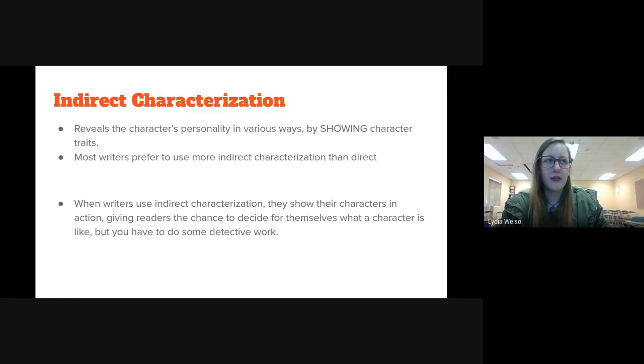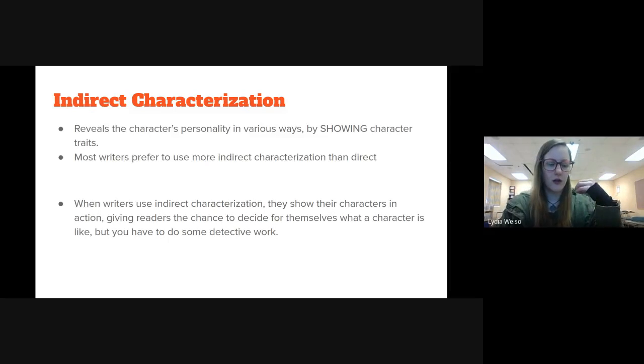So part of this is that when writers show their characters in action, this gives you a chance to bring your own opinions and thoughts to bear on the situation. This lets you do some interpretive work and decide for yourselves what a character is like, right? Like if a character tells a lie, are they lying because they're a bad person, or are they lying to protect another character?